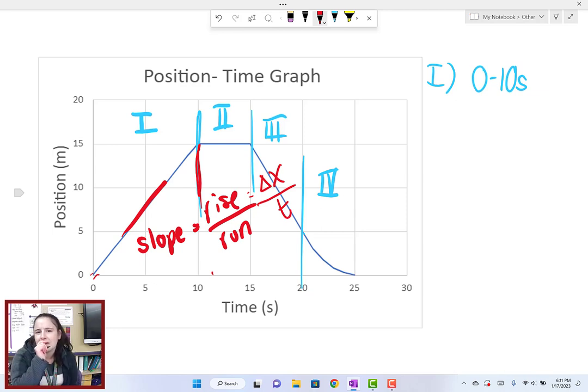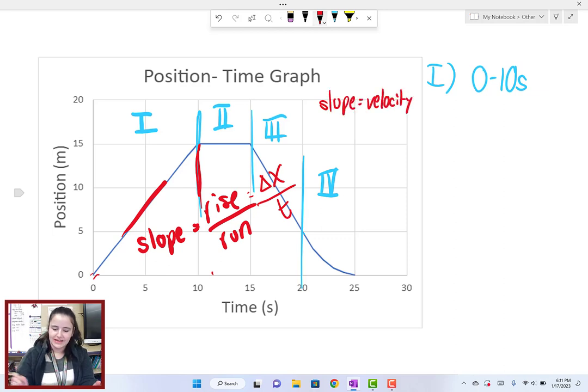What's another word for how fast or how much time it takes one to change its position? It is the velocity. Whenever we are working with position time graphs, the slope is the velocity, the change in position over time.